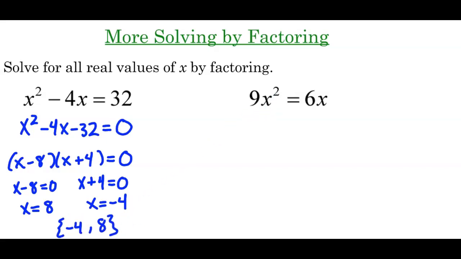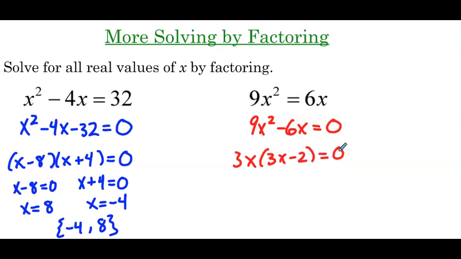Next up, we have 9x squared equals 6x. So again, our first step is setting this equation equal to 0. So we'll subtract 6x from both sides of our equation. Now we can take a greatest common factor out, which is 3x, and that's going to leave us with 3x minus 2 equals 0. And now we have two factors whose product is equal to 0.